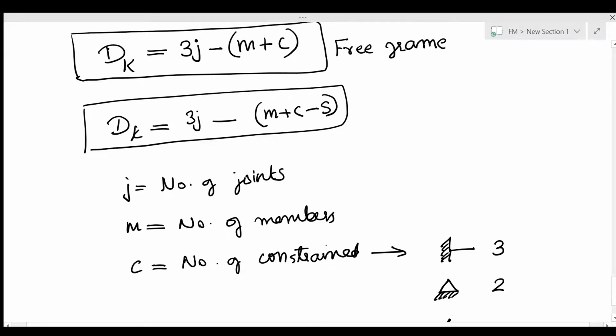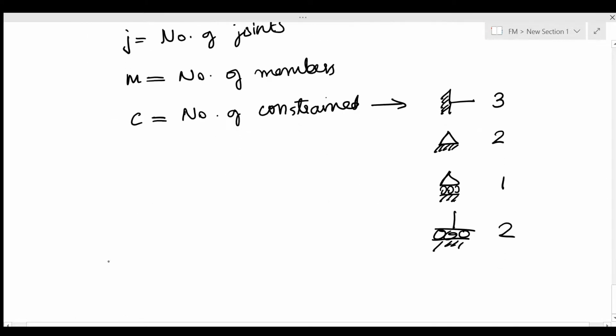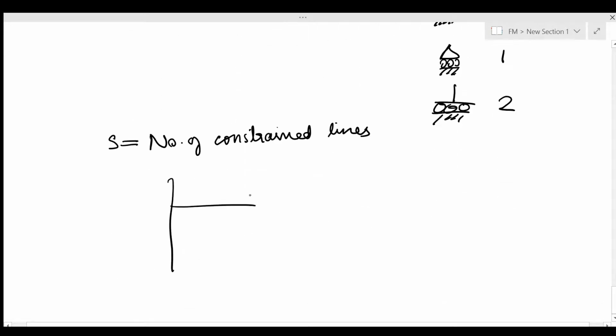frame. Now let us see what is the difference between a free frame and a constrained frame while calculating the degree of freedom. There is another term called s. So what is this s? s is the number of lines of constraint or number of constrained lines, which means how many portions of the structure are constrained is indicated by s, or number of constrained lines.